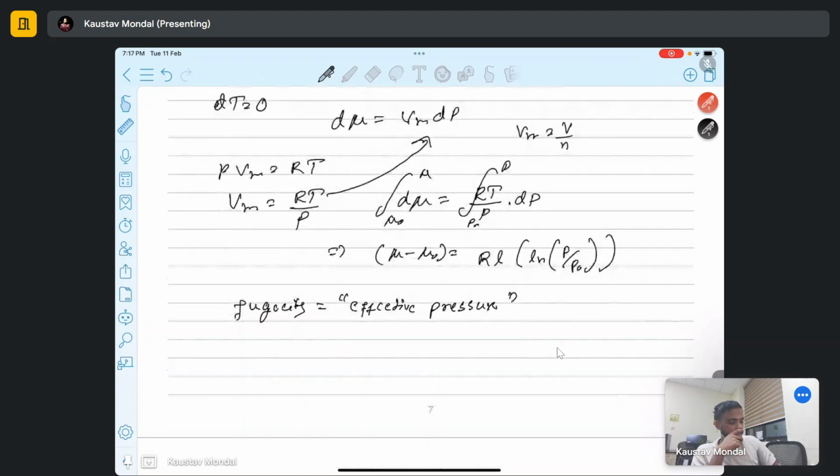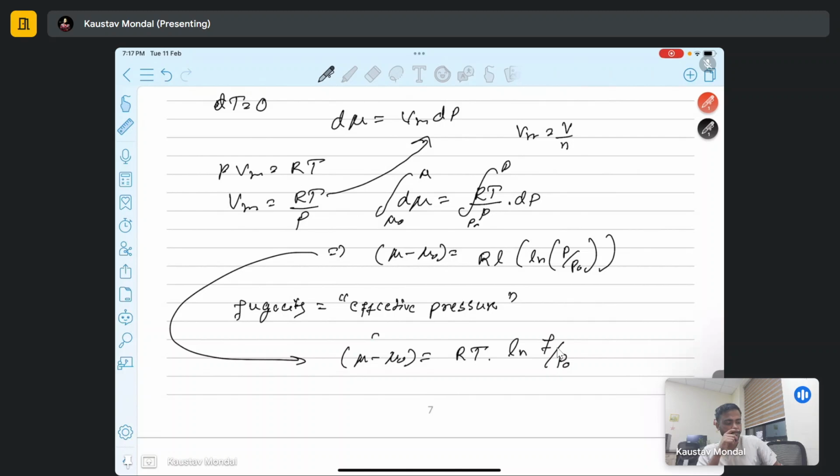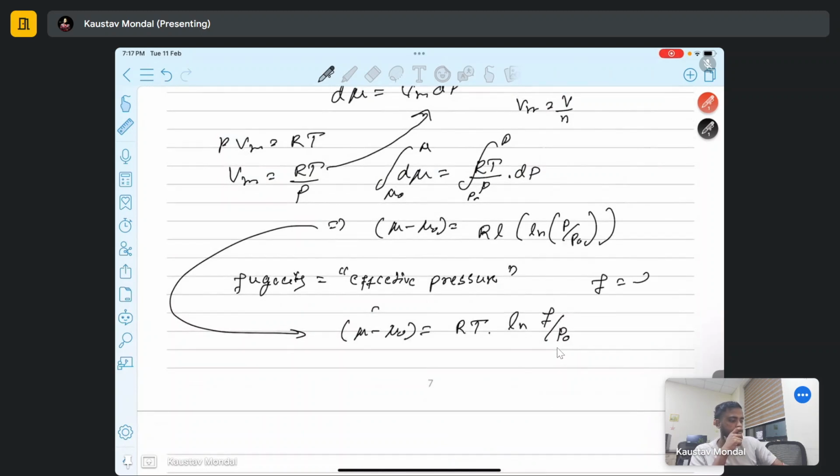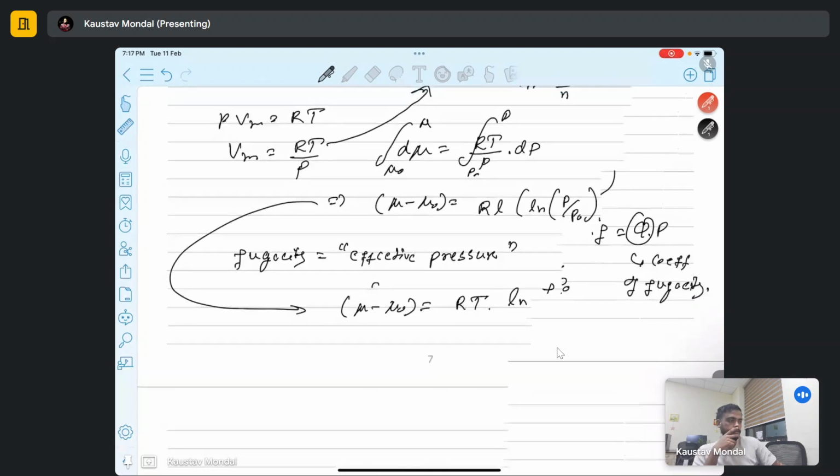So now you can write it like this: mu minus mu 0 equal to RT ln F by F0. Okay, F is the fugacity here, and I've already discussed, right? F is phi into P. Phi is the coefficient of fugacity. Okay, so this is it.